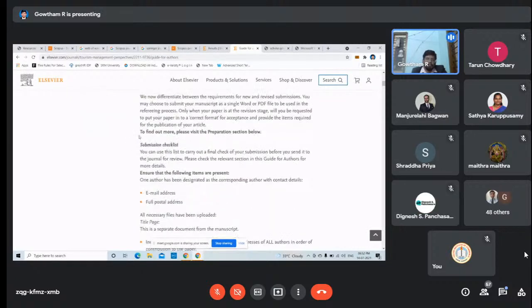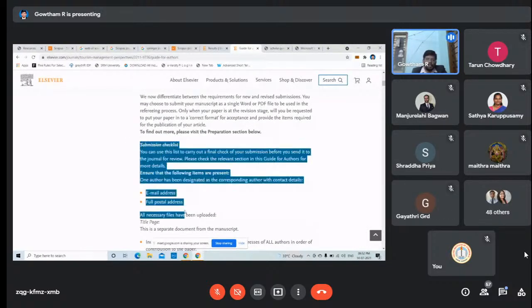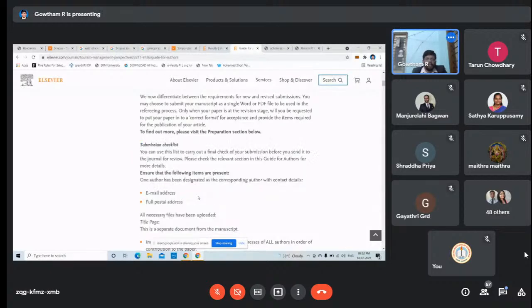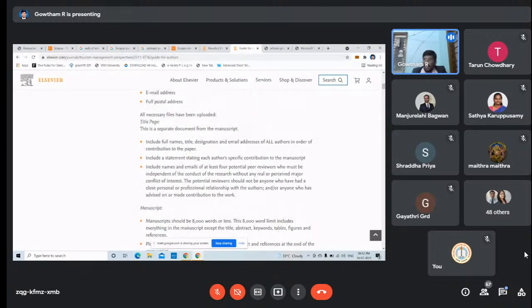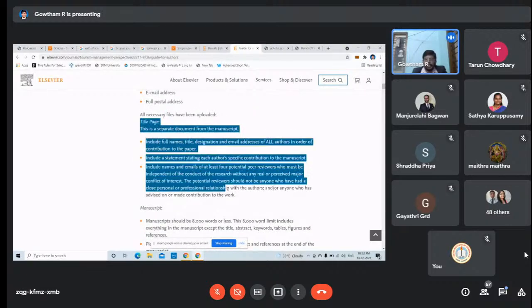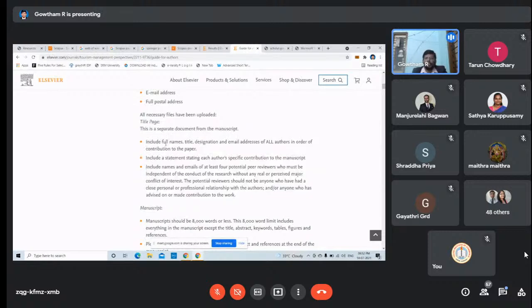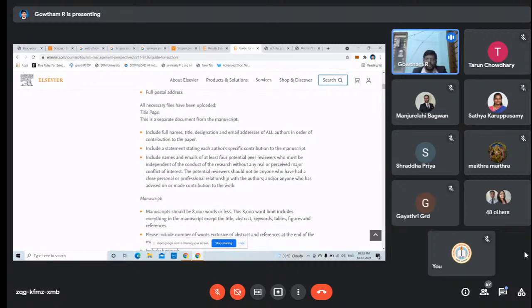See, submission checklist. They have clearly given everything. Right? Ensure the following items are present: email address, full postal address. Then how your title page should be. They have clearly given the guidelines. Include full name, title, designation, email address, a statement stating each author's specific contribution, names and emails of at least 4 potential reviewers who must be independent of the conduct of the research.